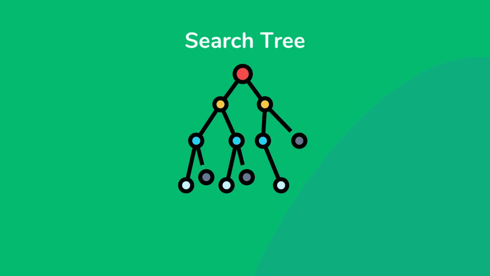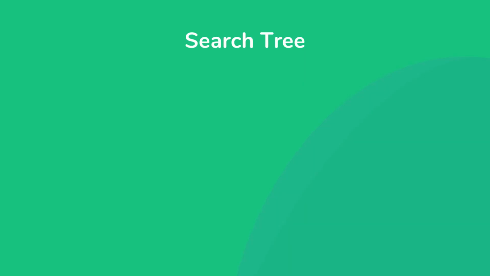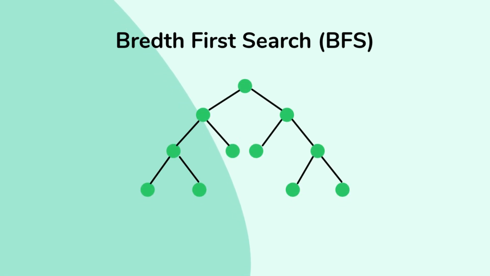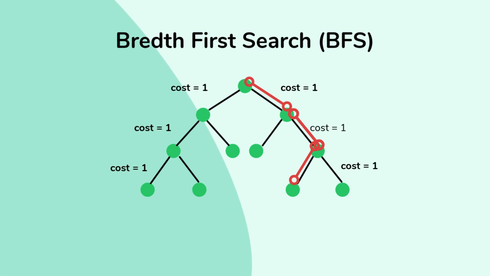One of the most basic uninformed search strategies is called breadth-first search, or BFS. Breadth-first search explores the search tree level by level. It starts at the root, which is the starting point, and explores all the possible actions from that point. Then it moves to the next level and explores all the new options from there, and so on. This strategy is guaranteed to find the shortest path to the goal if all steps have the same cost, because it always checks the shallowest nodes first.